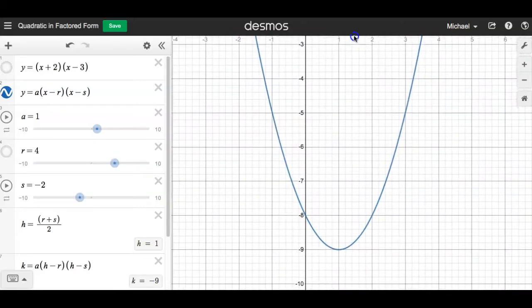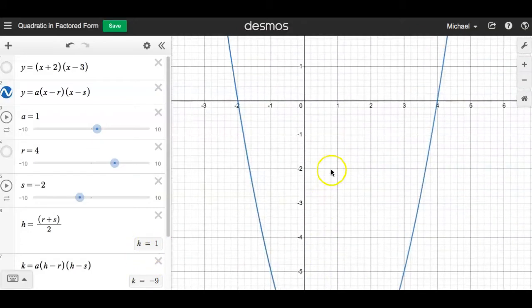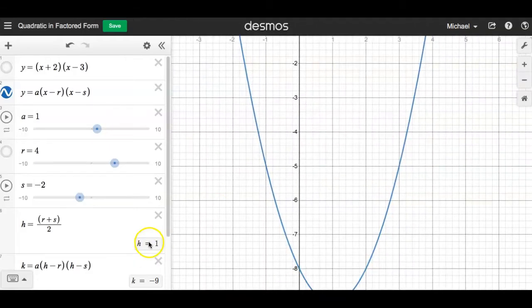That'll be my quadratic right here. There's the vertex. Again, the vertex it shows here, H, K. This is the one I'm going to use right here, okay? So I'm going to write down the H is 1, the K is -9, and again, standard form. I'm using R of 1 and S of -2.